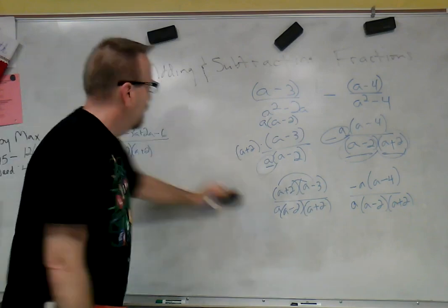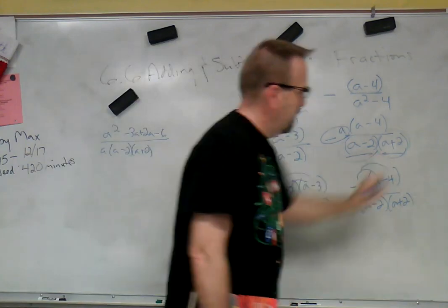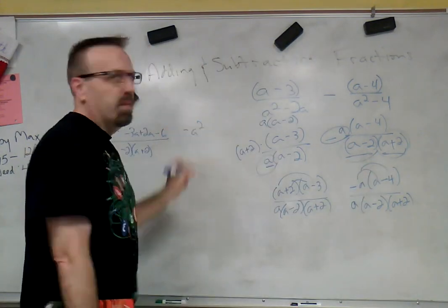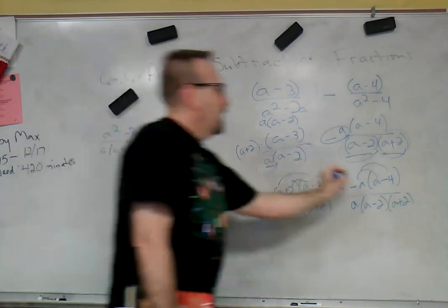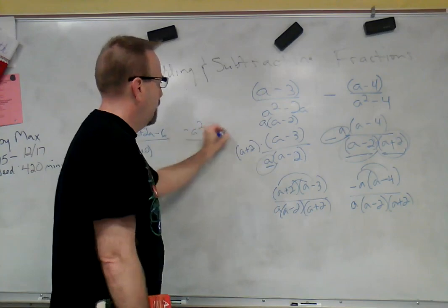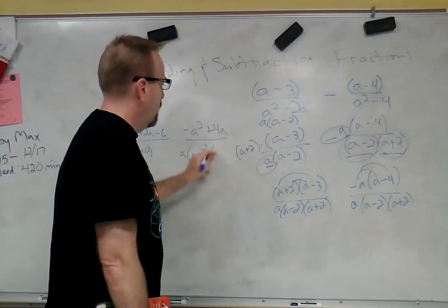I'll erase that line. For the second one, we're going to distribute. Negative a times a gets us negative a squared. Negative a times negative 4 is plus 4a. Almost lost a. We still have our denominator.